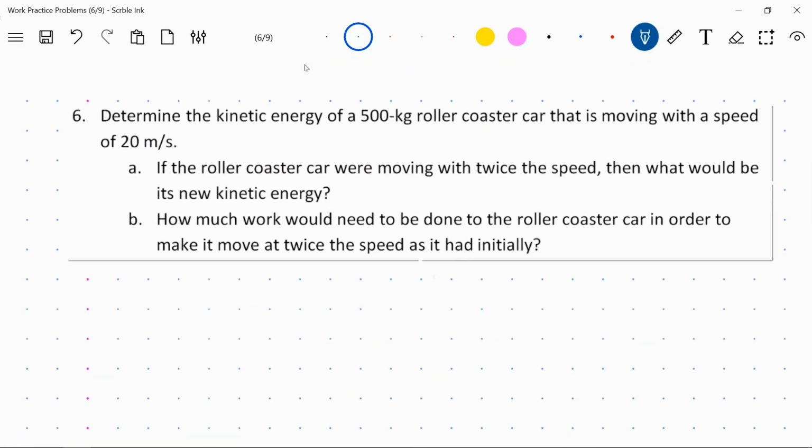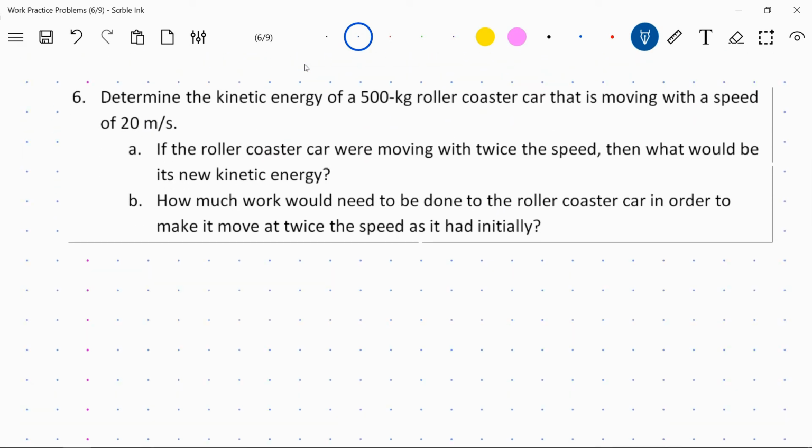Okay, so pressing ahead. Number 6. Determine the kinetic energy of a 500 kilogram roller coaster car that's moving with a speed of 20 meters per second. And then there's a part A, part B. Part A is if the roller coaster were moving with twice that speed.